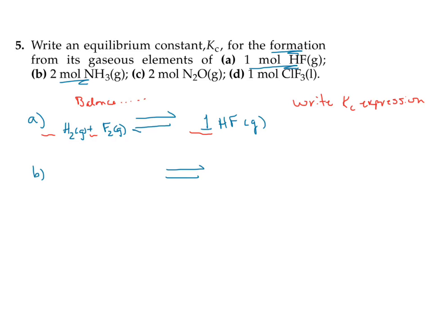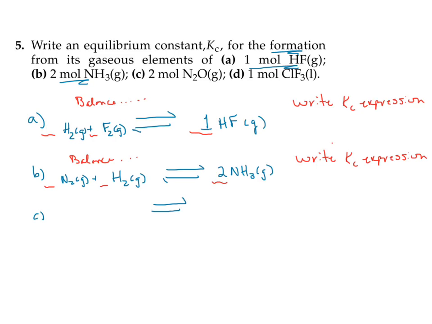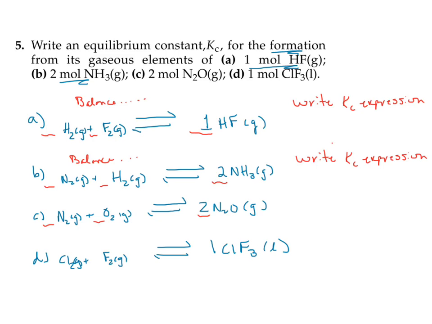Let's see if I had anything else to say. Oh yeah, the next one's 2 moles of ammonia from its elements in their standard states, which would be diatomic nitrogen and diatomic hydrogen. Again, balance it and write the Kc expression. And then the C looks like this. We're going to form 2 moles of N2O from nitrogen and oxygen, balance it, write the Kc expression. And then D, we're going to form 1 mole of ClF3 from Cl2 gas and F2 gas. Oh, and my little hint, remember? Since it's got an L, it won't appear.